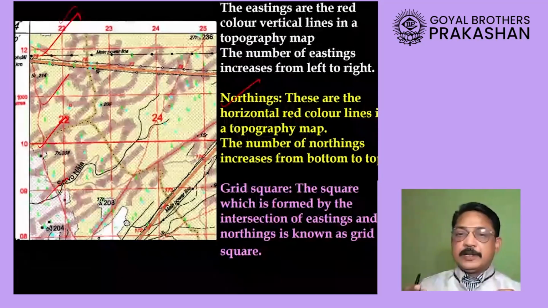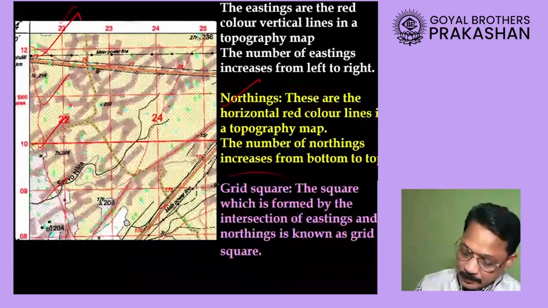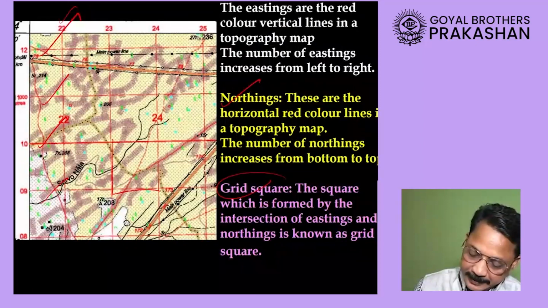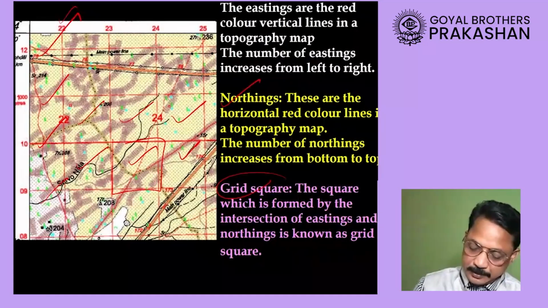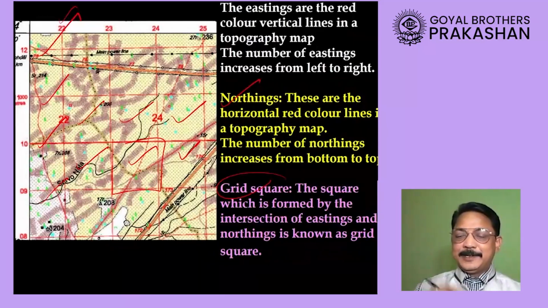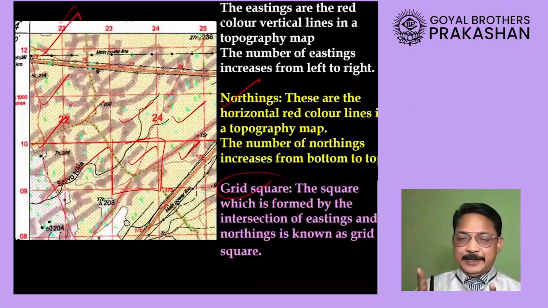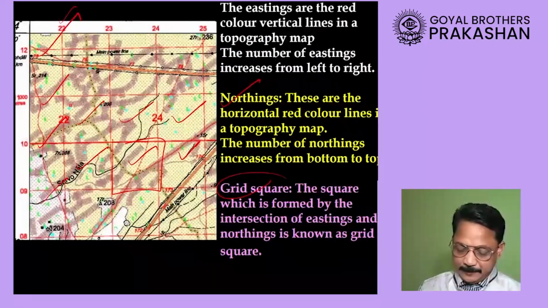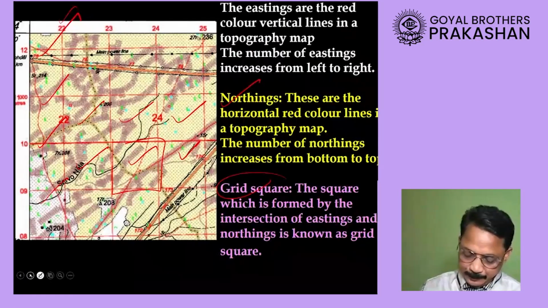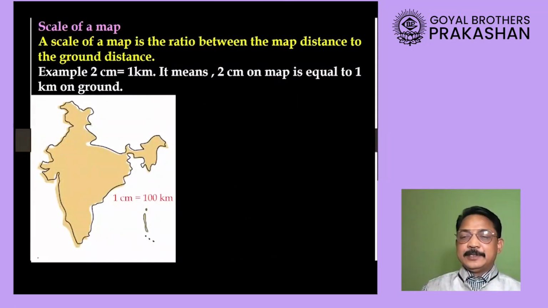Then what is a grid square? A grid square here is a square that is formed because of the intersection of eastings and northings. Okay, it is formed due to the intersection of eastings and northings.